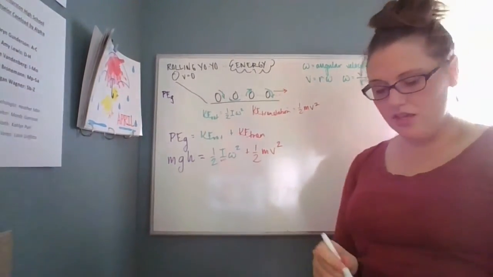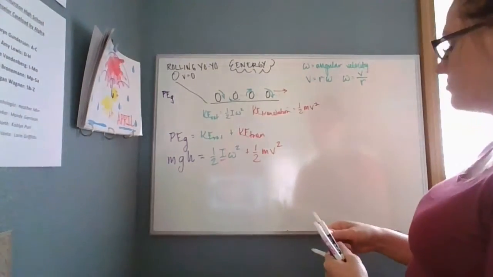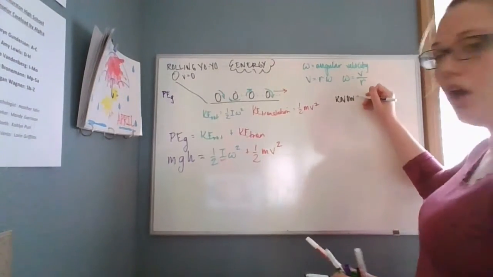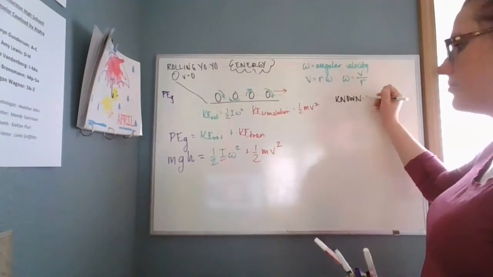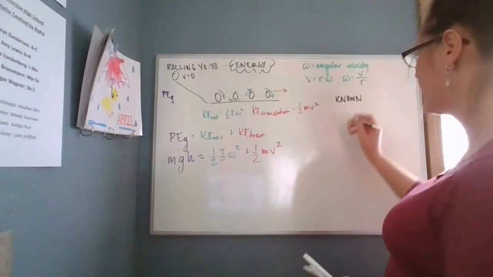So at this point, we now have a big algebra problem. The thing that you're going to figure out, when you think about your known and your unknown values, is that you actually know everything in this problem.